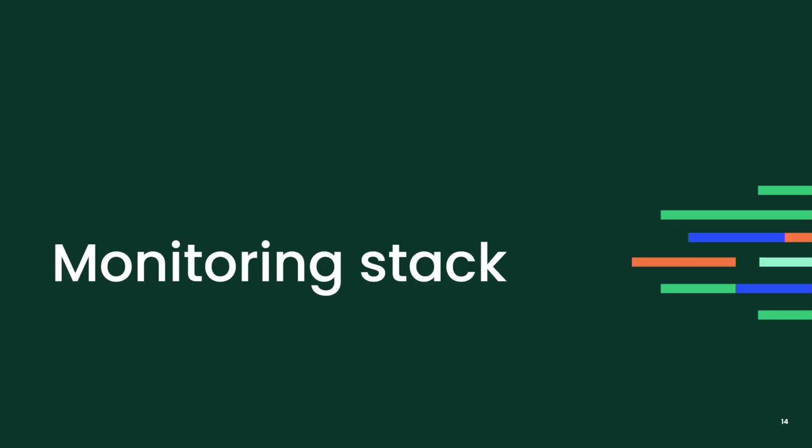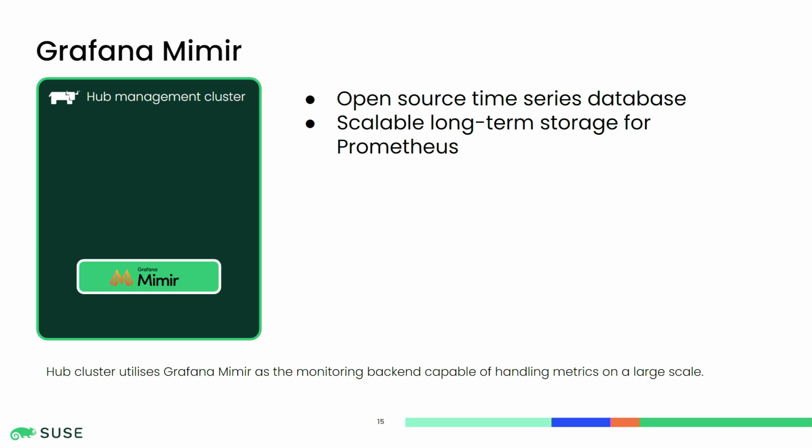All right, so now the actual solution of the problem lies in the monitoring stack. The backbone of the whole solution is Grafana Mimir. We were searching for various options, and Grafana Mimir came out the best for us. We're going to describe why in later slides. So in short, Grafana Mimir is basically a time series database which provides a scalable long-term storage for metrics for Prometheus.